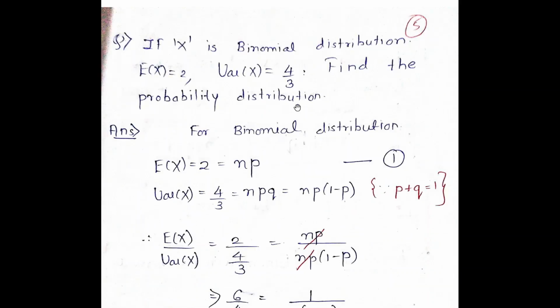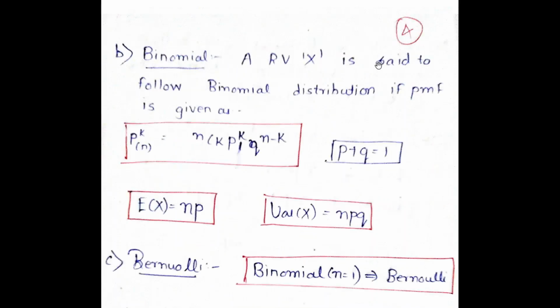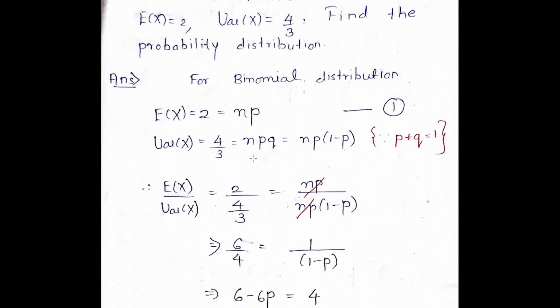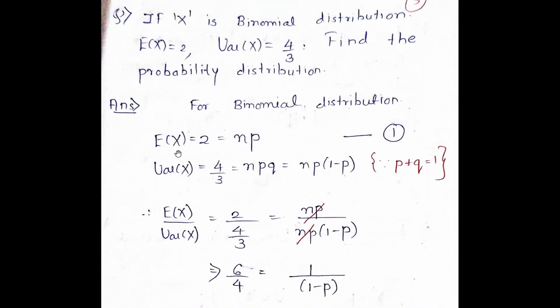The numerical says: if x follows a binomial distribution, expectation of x is 2 and variance of x is 4 by 3, find the probability distribution. So let's try to understand expectation of x. Expectation of x is equal to 2, which is equal to np. Variance of x is given as 4 by 3, which is equal to npq, which is equal to n into p into 1 minus p.